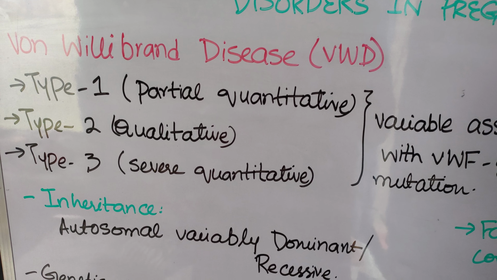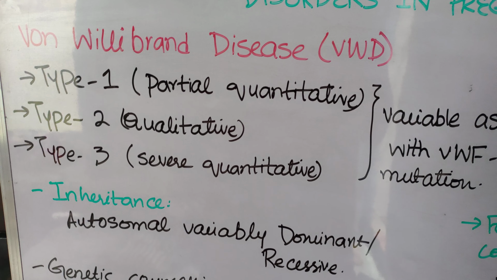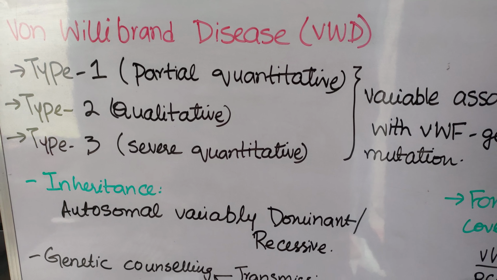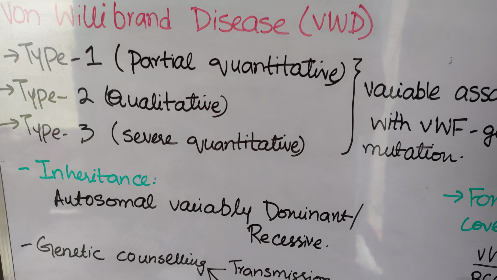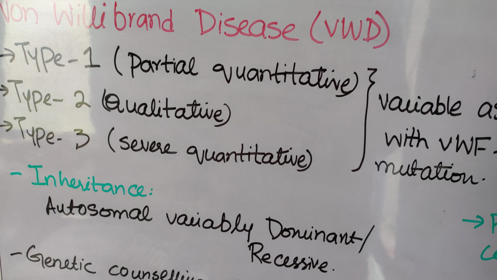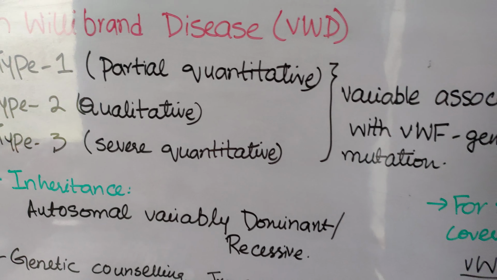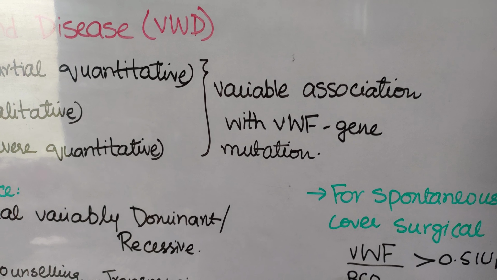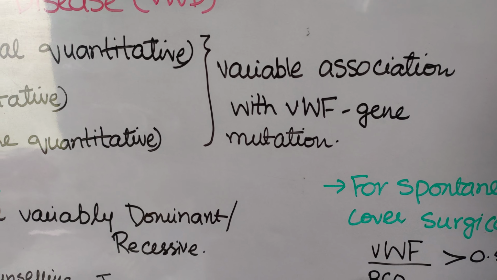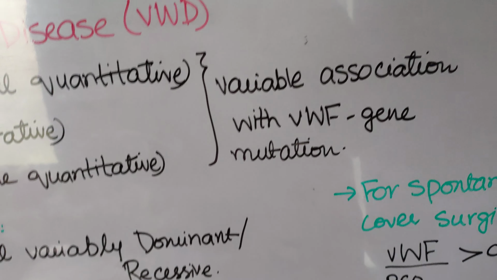Okay, so now we'll discuss von Willebrand disease. Well, there are different types of von Willebrand disease, that is type 1, in which there is a partial quantitative defect, type 2, in which there is a qualitative defect, and then we have type 3, which has the severe quantitative defect. But its phenotype is variable, and it has an association with the von Willebrand factor gene mutation.